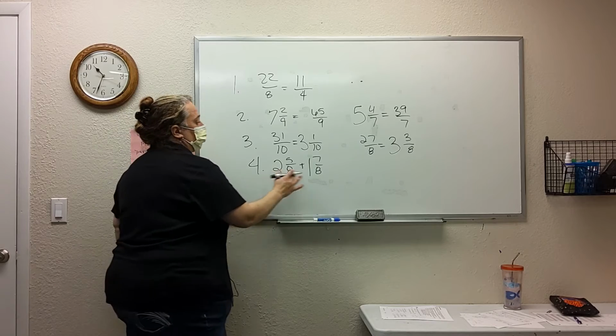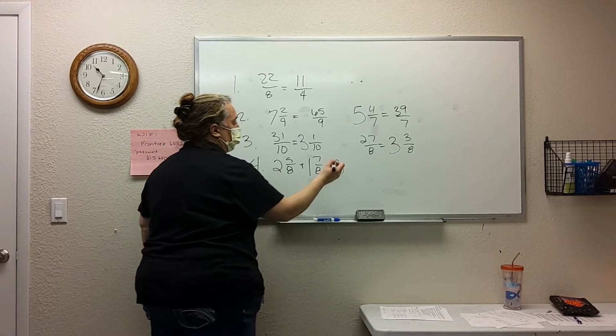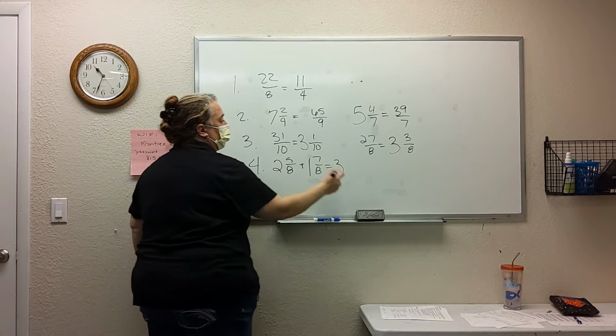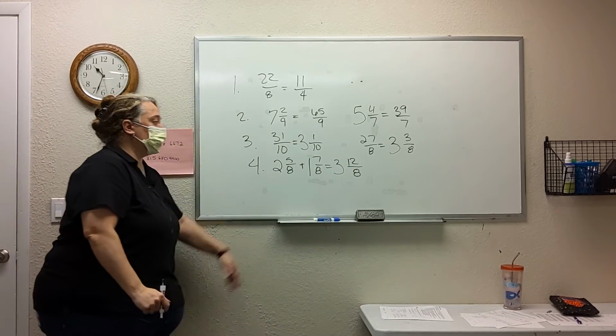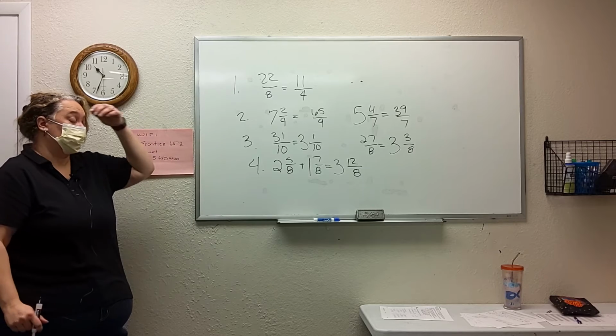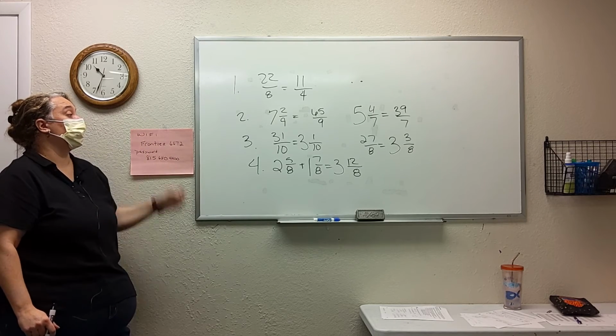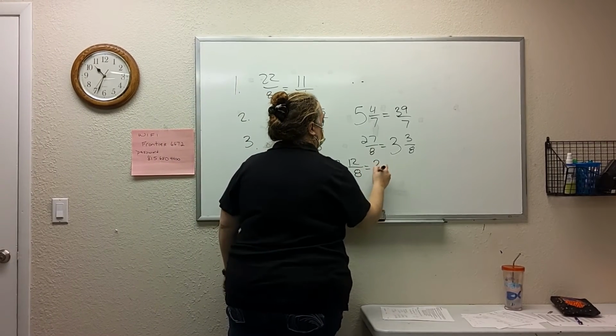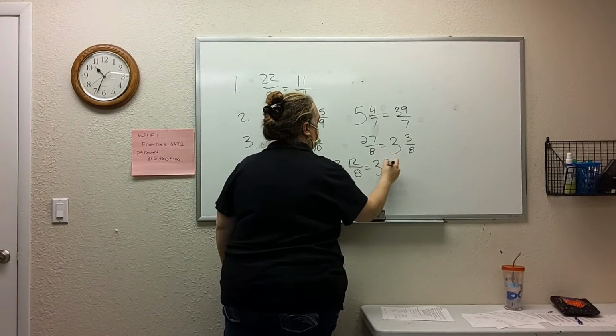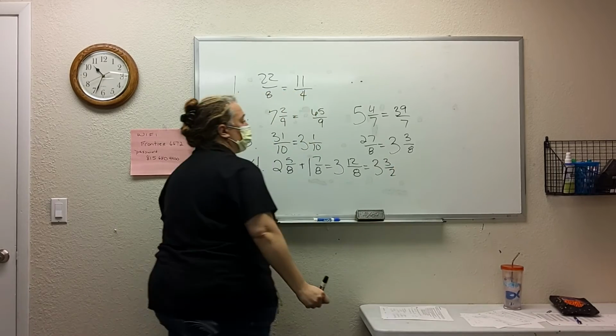I'm going to add my whole numbers, 2 and 1. That's 3. Add my fractions, 5 and 7 is 12. And again, keep that denominator. And then I just have to simplify that. So I'm going to reduce the 12 over 8 first. So 12 and 8, 4 goes into both. So this is going to be 3. 12 divided by 4 is 3. 8 divided by 4 is 2. This is 3 and 3 halves.